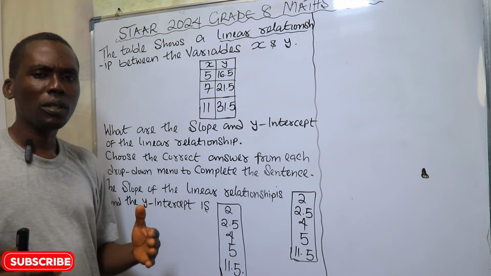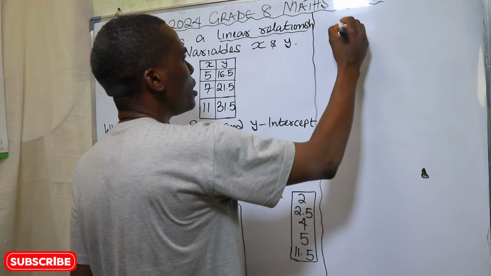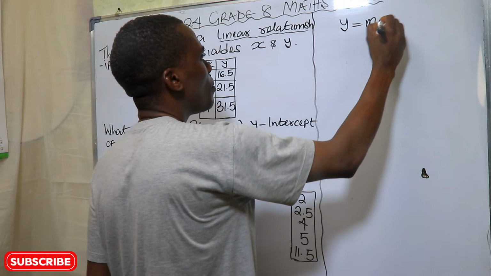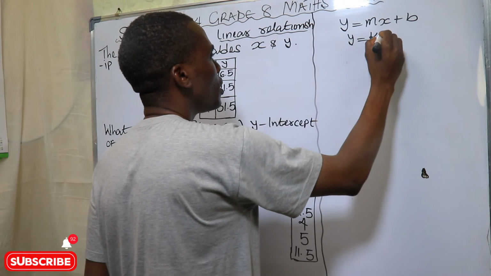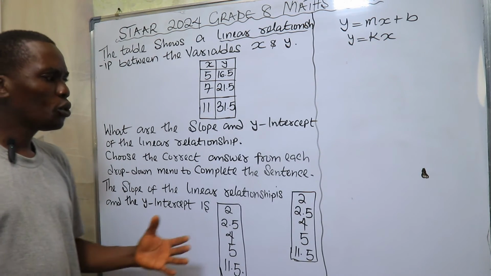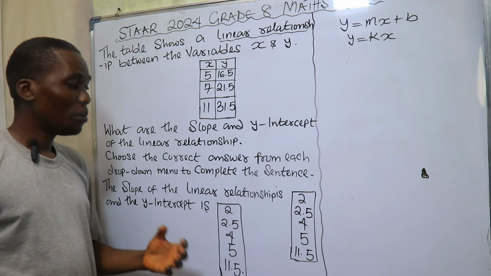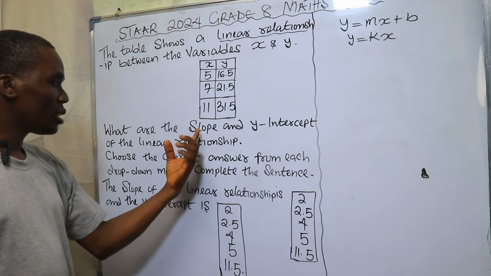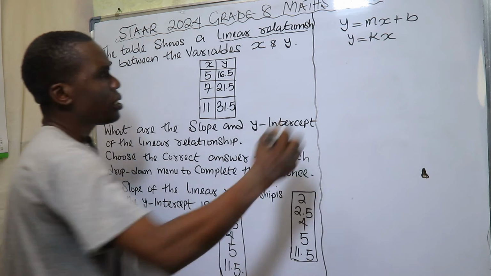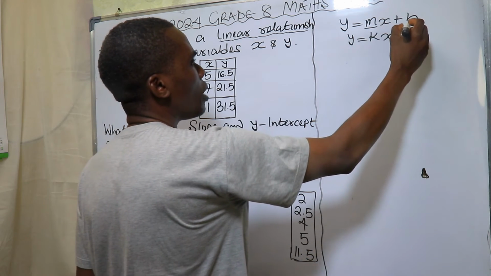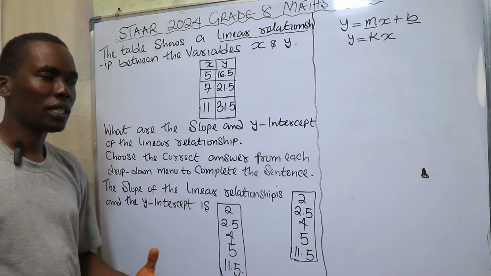Now, from the materials that will be given to you in your STAAR test examinations, you'll see the linear function y is equal to mx plus b, or a linear equation y is equal to kx. Now, how do we solve this question? Given all these values of x and y, remember the question says we should find the slope and the y-intercept. So how do you solve this? Remember, in this expression, m is the slope and b is the y-intercept. So how do we find the slope and the y-intercept?